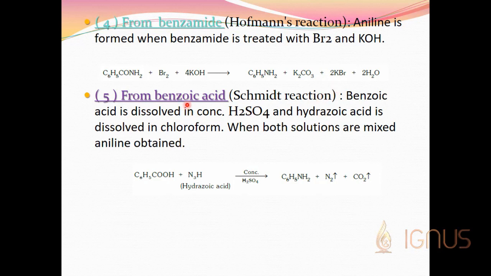Next, from benzoic acid. Benzoic acid is dissolved in concentrated H2SO4 and hydrazoic acid in chloroform. When both solutions are mixed, you will get aniline. Benzoic acid in the presence of hydrazoic acid and concentrated H2SO4 gives aniline. There is a conversion of COOH to NH2.